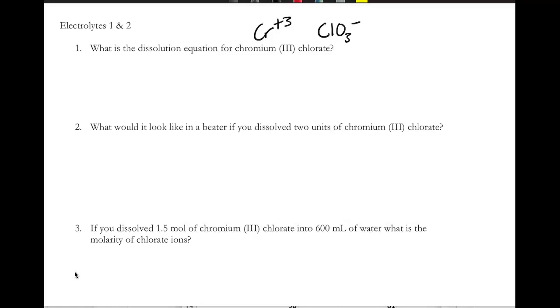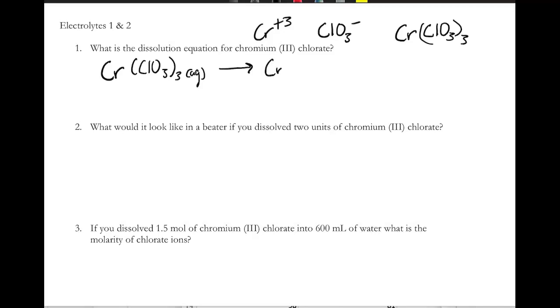And our formula is going to be Cr(ClO3)3. All right, so let's go ahead and do the dissolution equation. So I'm going to go ahead and write out my formula. And we're going to use AQ to show that's aqueous. And then we're going to break this fully into ions.